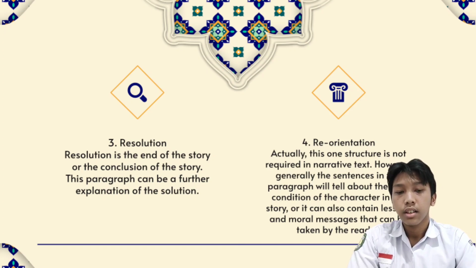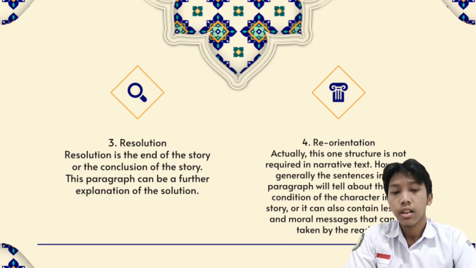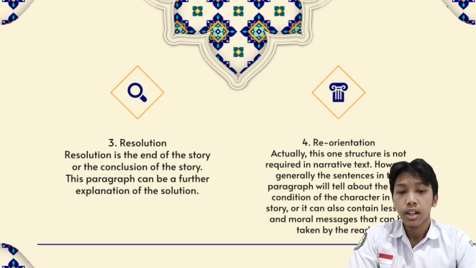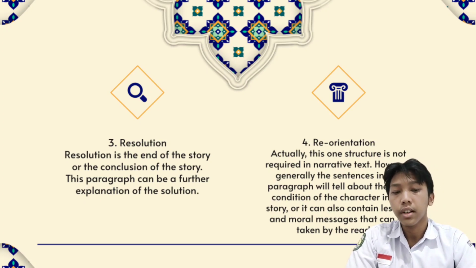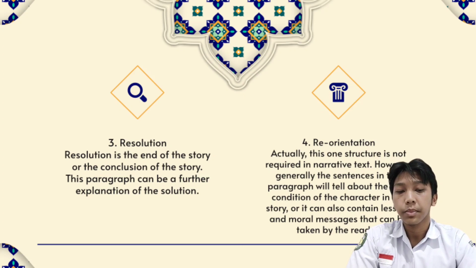And then the last, the reorientation, the fourth one. Okay, this one isn't required in narrative text. However, generally the sentence in this paragraph will tell about the final condition of the character in the story. Or it can also contain lessons and moral messages that can be taken by the reader.